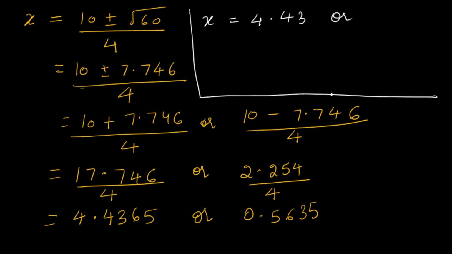Or here, 0.56. Now after three significant figures, you can see here 5 is there. So that means we have to round it off. So x is equal to 4.43 or 0.564. See, before the decimal, 0 is not counted. So whenever we are counting significant figures, 1, 2, 3, 4.43 and 0.564, it is also three significant figures. So I hope this is clear to you.